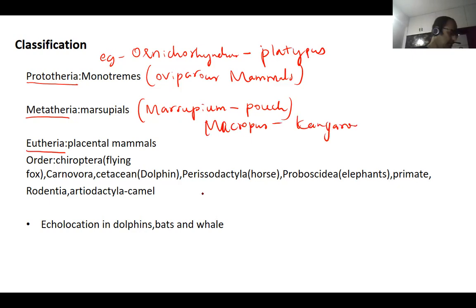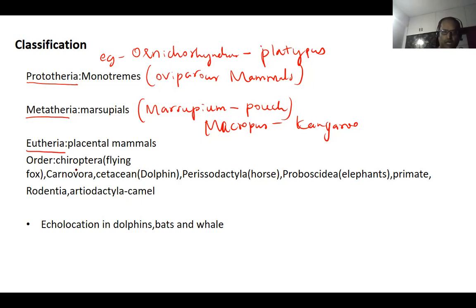Nothing but kangaroo, right? And then Eutheria. So Prototheria are oviparous mammals, Metatheria are marsupial mammals, then Eutheria are placental mammals, meaning the placenta will be present in Eutheria. These are the more developed kind of mammals. Under that, there are many orders. Further, it has been classified into orders. That is what we are understanding.